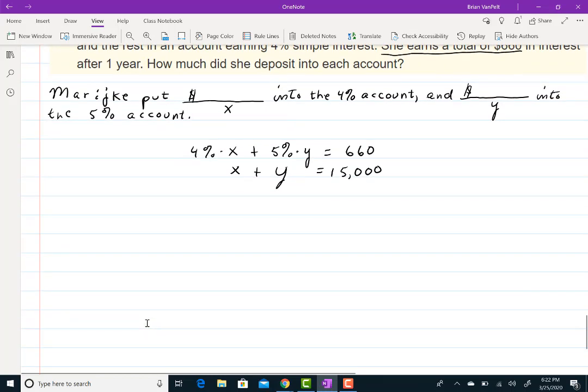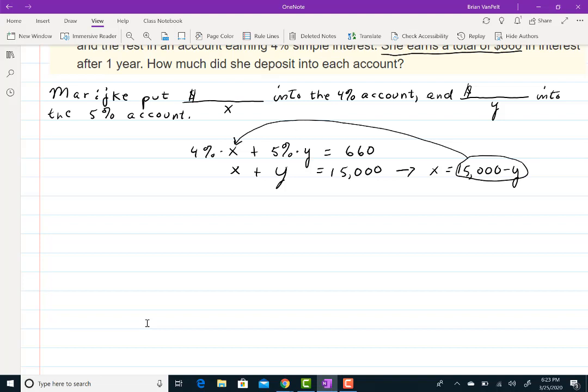Once again, to me, this looks very much like a substitution kind of a problem. I'll have X equals 15,000 minus Y, and I'll plug that into the first equation, into that slot there. So also let me at the same time convert to decimals. So I have 0.04x, there's my new version of x, plus 0.05y, which I can just leave at y. And that's equal to $660.